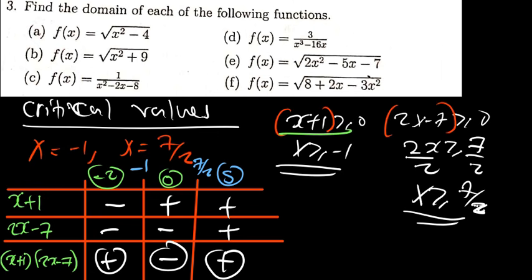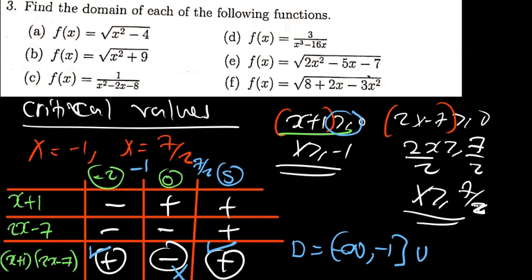Remember, we are dealing with positive here. We are dealing with greater than or equal to. Therefore, this is my answer and not this. So the domain is starting from negative infinity to negative 1, union, but negative 1 is included because it is greater than or equal to, union, again starting from 7 over 2 all the way to positive infinity, like that. That's my domain. You do the same for part F.